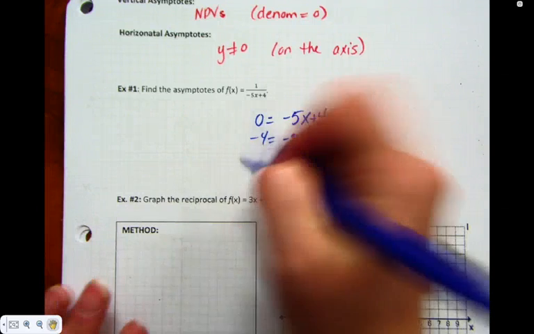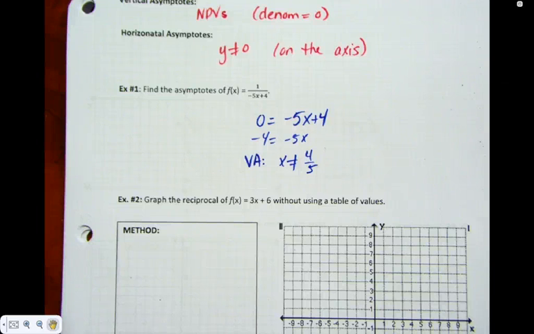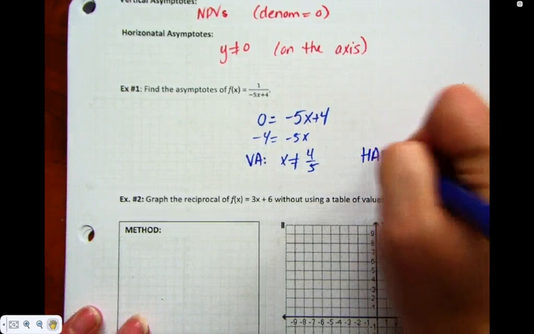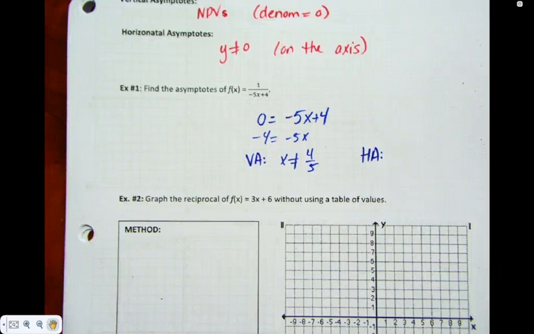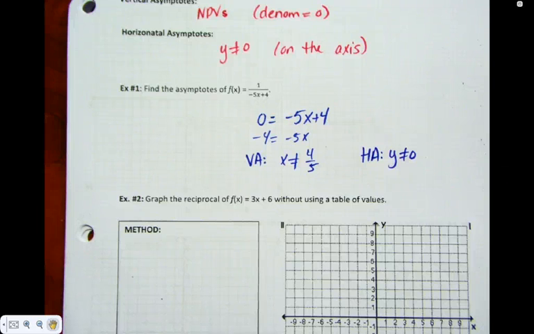You'll often see the abbreviation VA in front of it. What do you think VA stands for? Vertical asymptote. And then we'll talk about the HAs next year, and what does HA stand for? Horizontal asymptote. All you need to know is that it's y equals 0 at this point. You'll figure it out more next year.